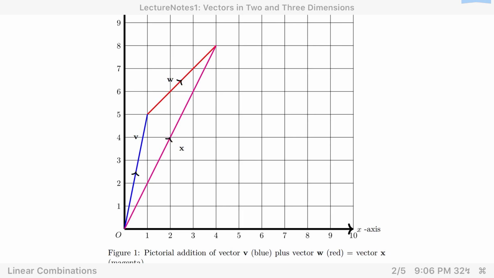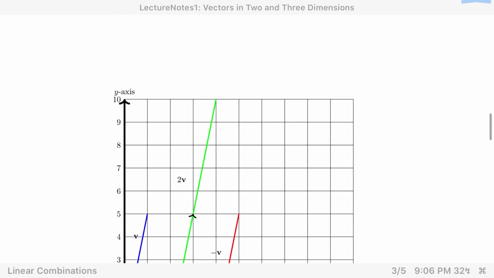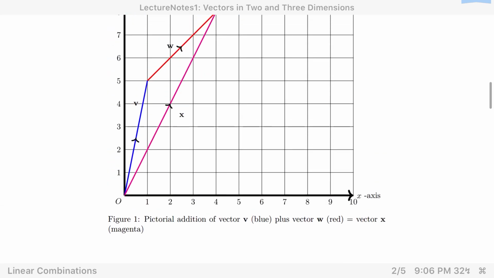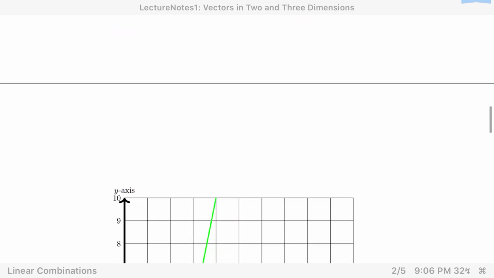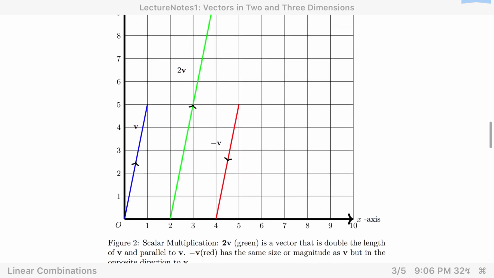Why is that? Because vector addition is commutative. So v plus w is the same as w plus v. So x here is the magenta vector. Okay, now scalar multiplication.